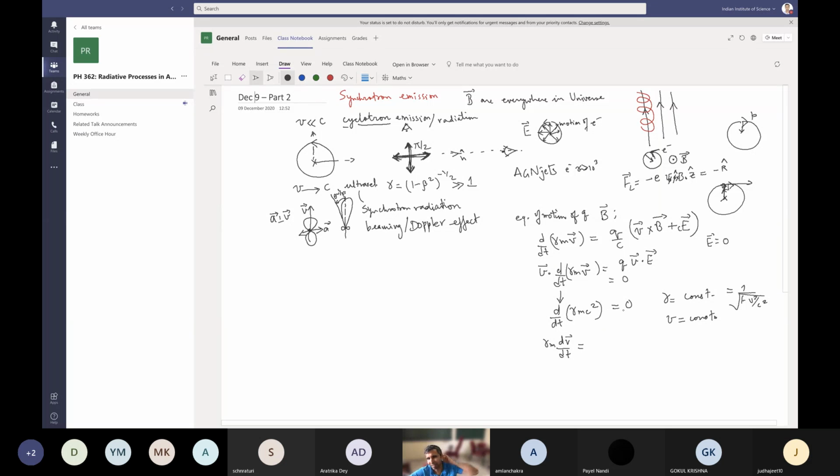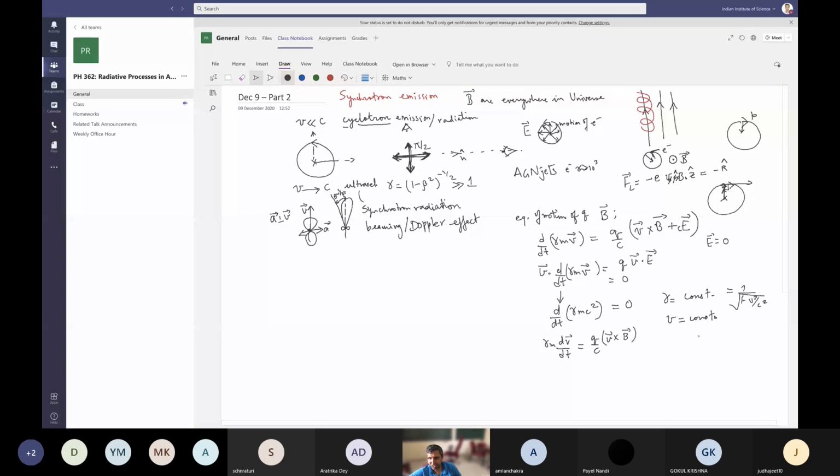equals... the other way of looking at it is through the energy principle. If you have magnetic fields, the magnetic force is always perpendicular to the velocity of the particle. So magnetic fields do not do any work on charges. If they don't do any work on charges, the energy of the charges should also not change. So that's why gamma is a constant. So this is equal to q by c v cross B.